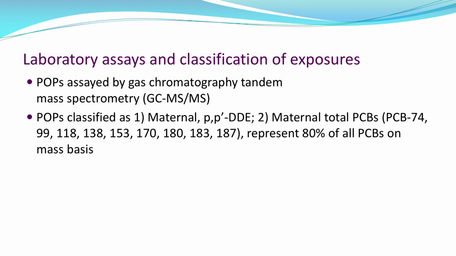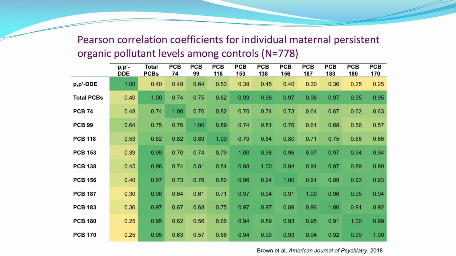And we looked at a variety of congeners, DDE as one measure, and then a variety of congeners, which represent 80% of all PCBs on a mass basis. And we looked at the Pearson correlation coefficients and found, as one might expect, that DDE was related to, but not that strongly related to PCBs. And the PCBs were obviously very strongly related to one another.